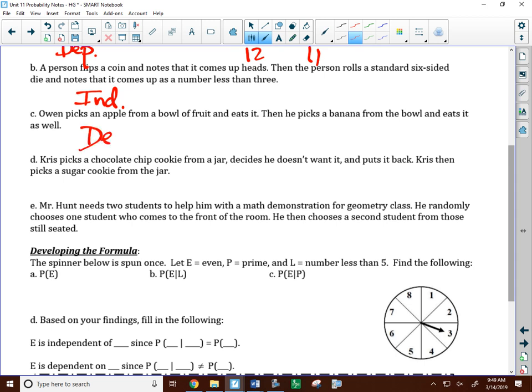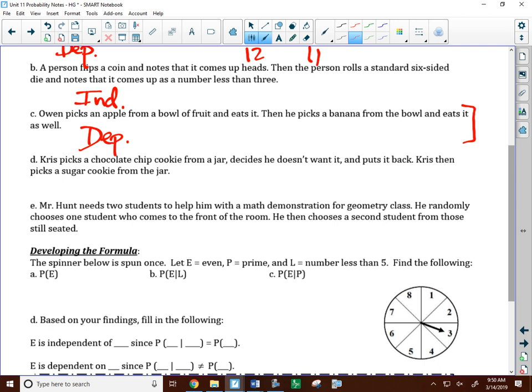Dependent. Now, I think they should be a little bit more clear here. It was more or less a release date question. I think they should say, Owen picks a random fruit from a bowl. He randomly picks a fruit, it's an apple, he eats it. Then he picks another random fruit from a bowl. It's a banana, and he eats it as well. I think that would help clear it up a little bit, but they are dependent because he ate it. He can no longer choose the first apple on the second draw.